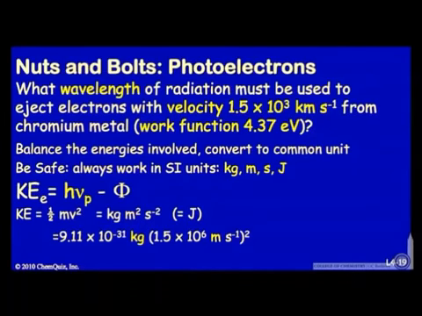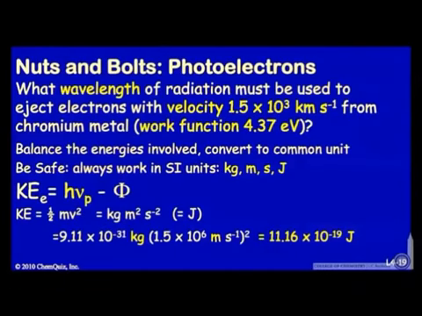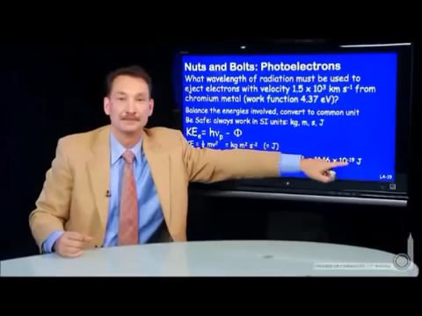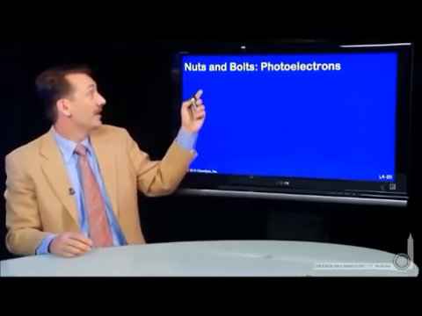We'll look up the mass of an electron, express it in kilograms, express our velocity, was given in kilometers per second, but I'm going to convert it to meters per second to keep the units the same. Square that. That's relatively straightforward. 11.16 joules times 10 to the minus 19, tiny, tiny, tiny number of joules. Of course, it's an electron.